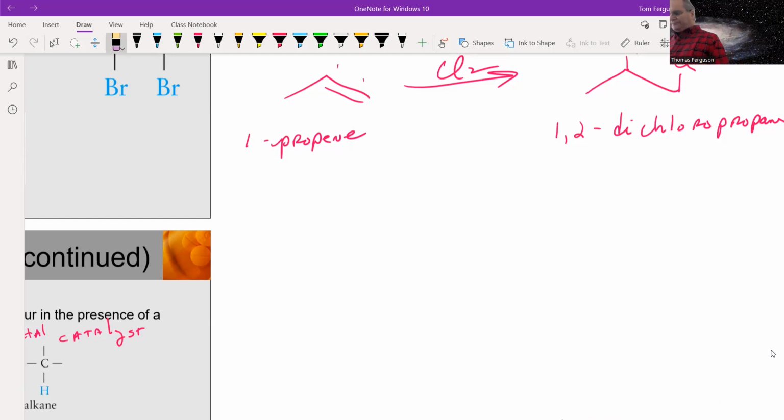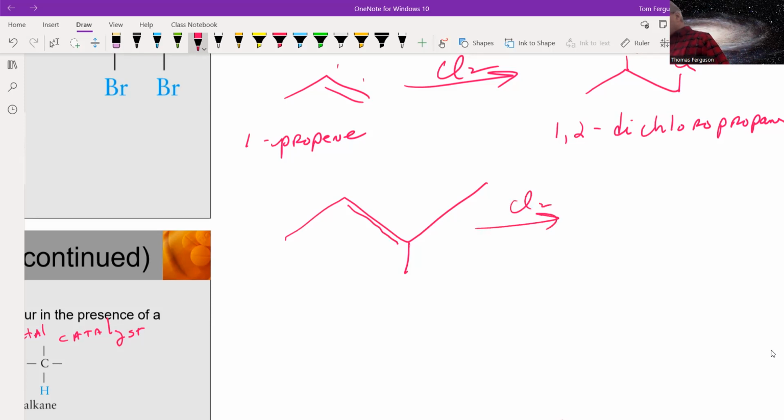Okay, let's do another example. Let's add the Cl2 across that double bond. So first thing we need to do is name our reactants. So this is going to be a 1, 2, 3, 4-carbon backbone, so it's going to be a butene. 1, 2, 3, 4.